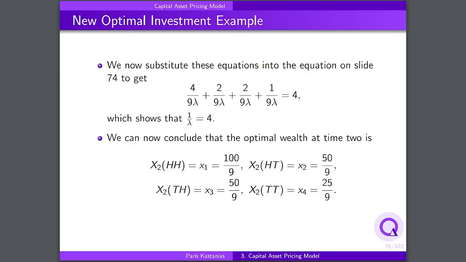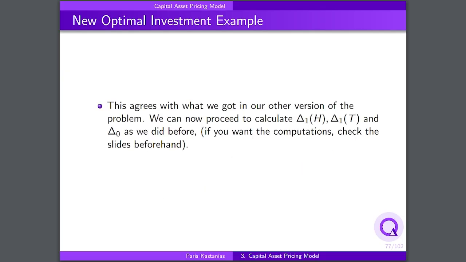This means that 1 on lambda is equal to 4. And we can now conclude the optimal wealth at time 2 is equal to this thing here. So x1 is equal to 100 on 9, x2 is equal to 50 on 9, x3 is equal to 50 on 9, and x4 is equal to 25 on 9. Okay? This agrees with what we got in our other version.